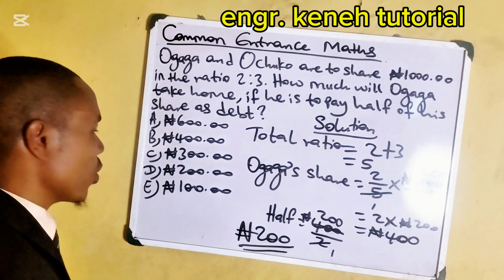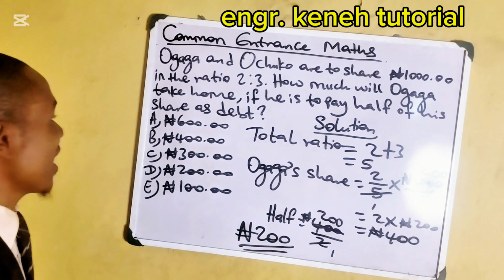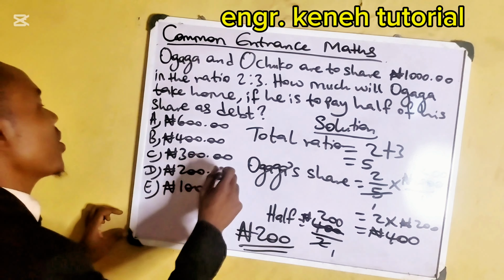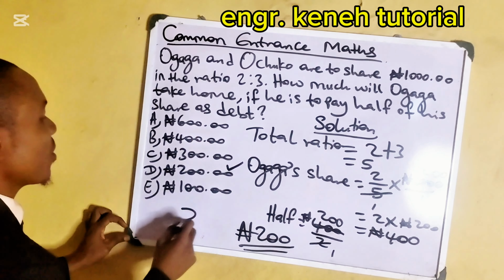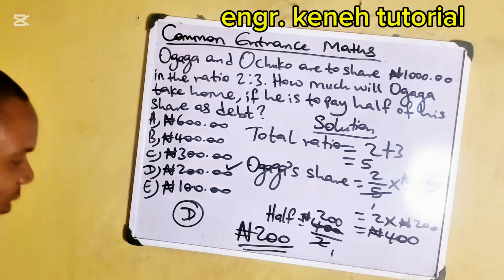Is it clear? So the right answer is what? 200 naira. So the right option is option D, like this. So we have option D like this. All right, so that is it.